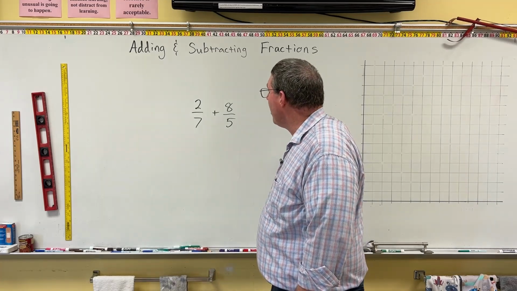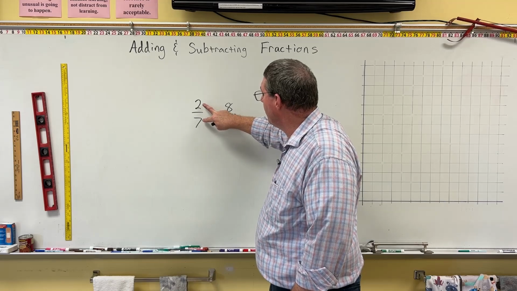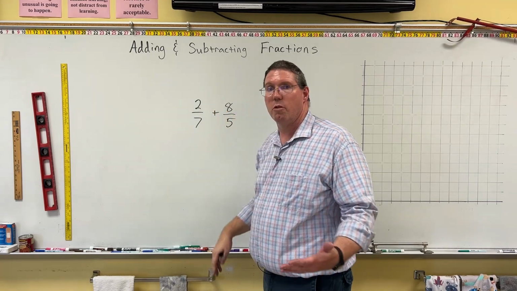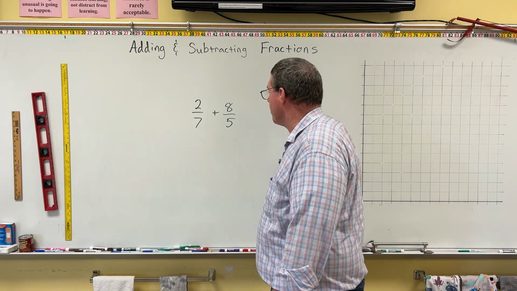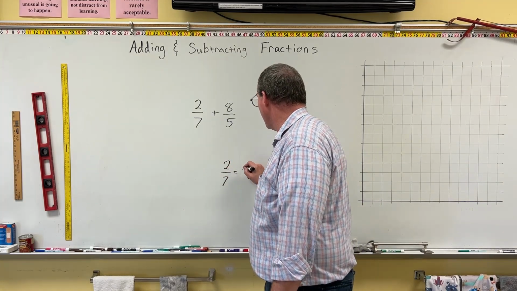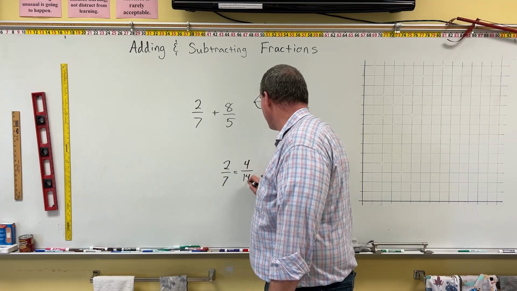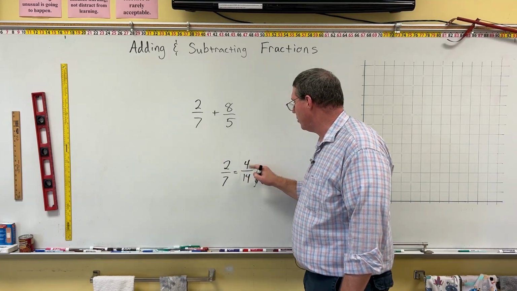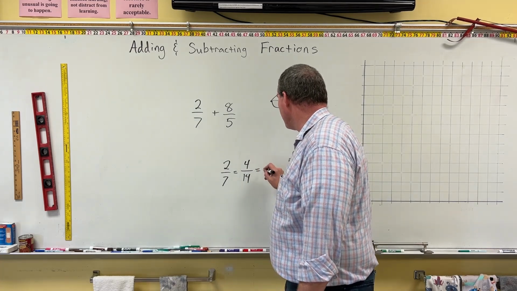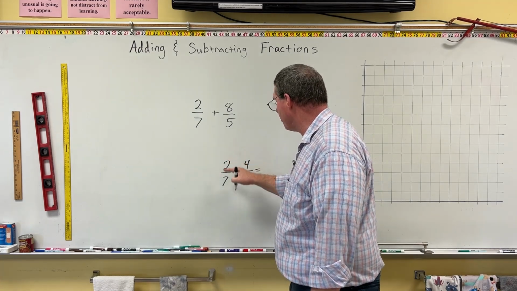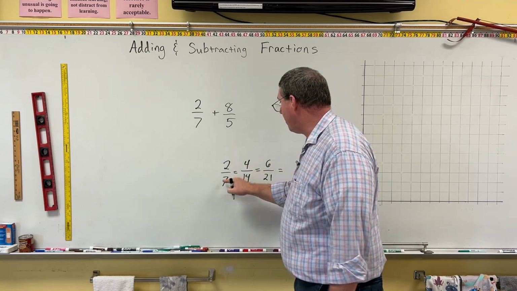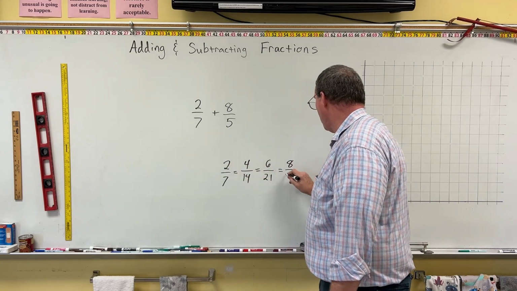And the way that we do that is we change the form of the fraction so that it has typically a larger denominator than what it has. So for example, we know that 2/7 is the same thing as 4/14. We're just multiplying 2 times 2 to get 4 and 7 times 2 to get 14. 2/7 is also the same thing as, if we multiply by 3, 6/21. If we multiply by 4, it's also the same thing as 8/28.